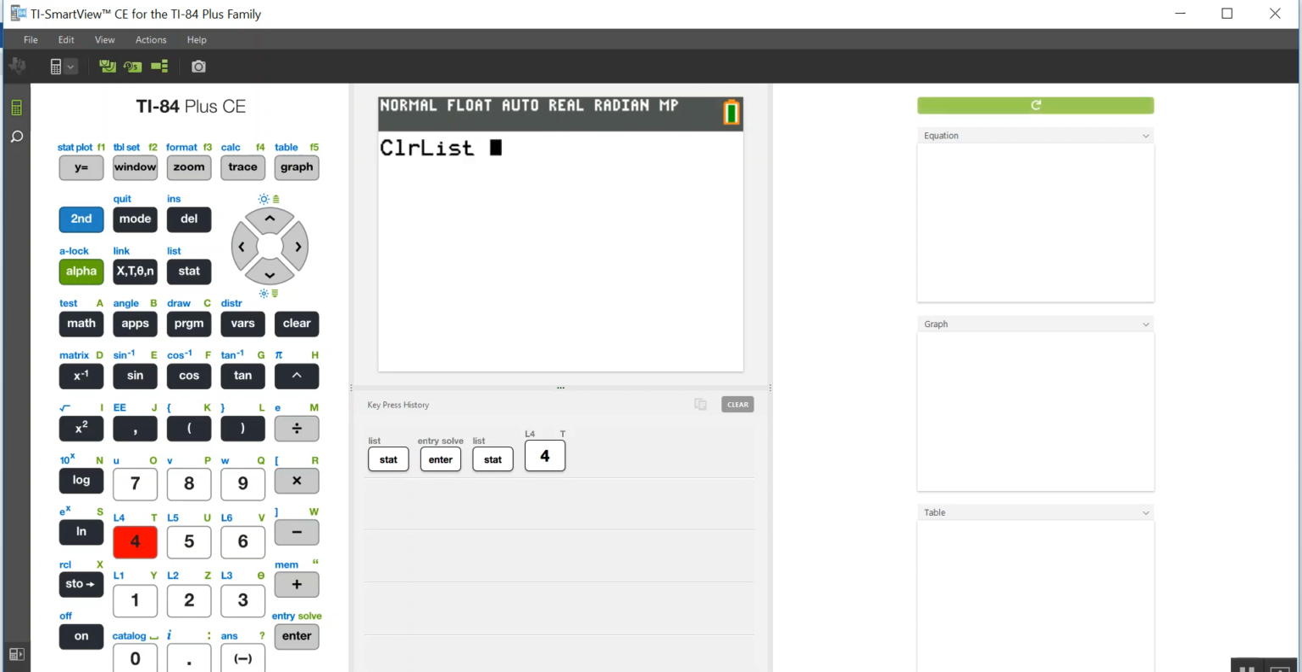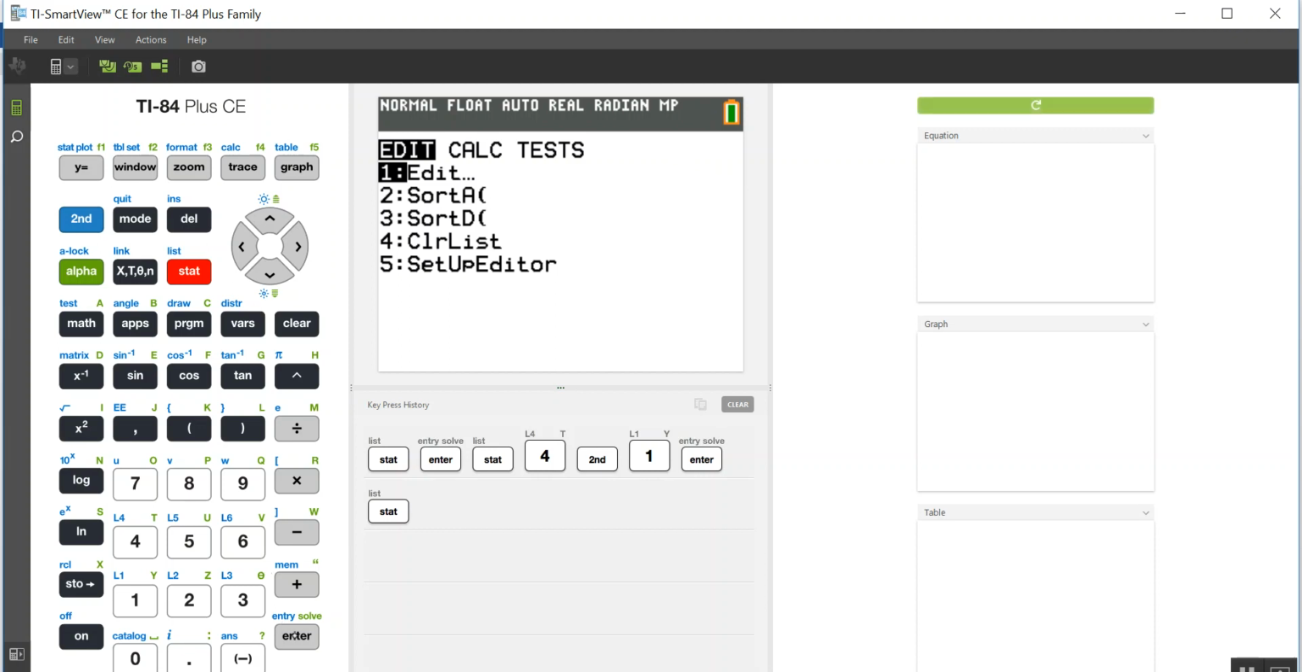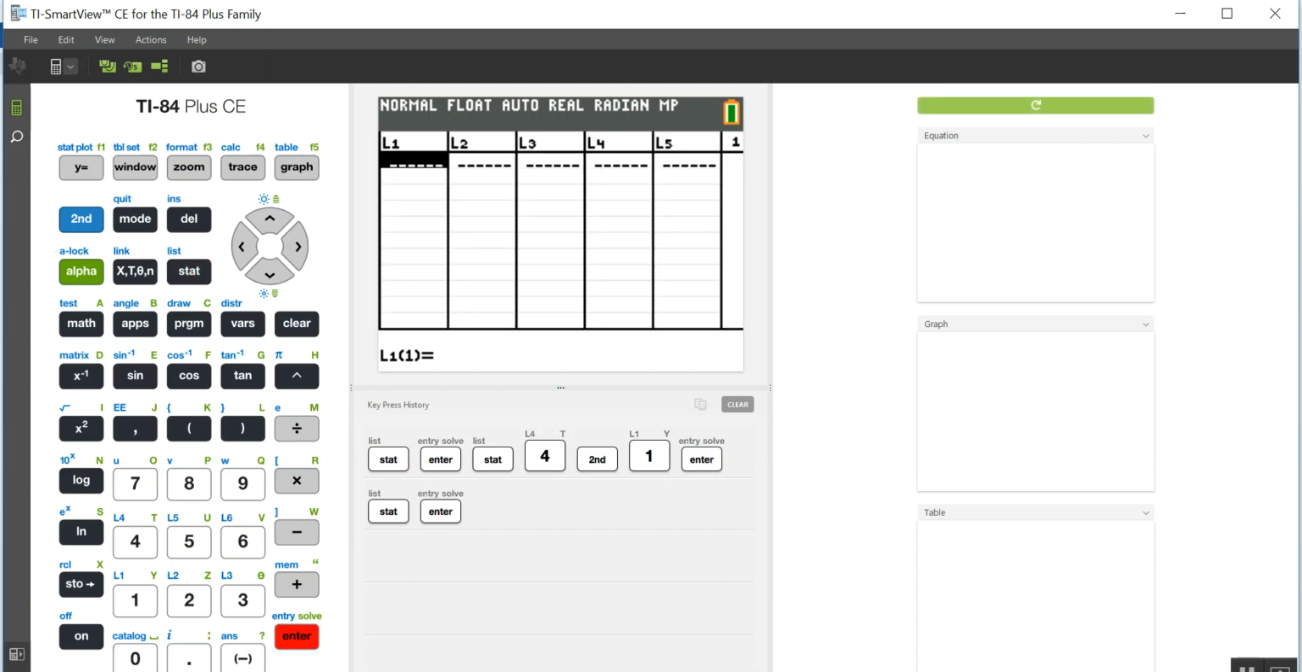So I'll hit 4. And now I need to tell it which list to clear, and you'll notice above the 1 button there's a blue L1. So if I do second 1, now I'm telling it to clear list 1, hit enter, and when I go back to Stat and hit enter, I'll see that list 1 is empty. So I'm going to go ahead and enter all of those values from that table.